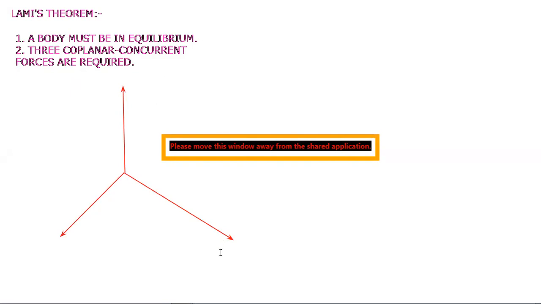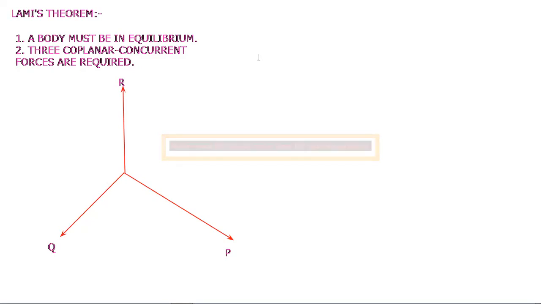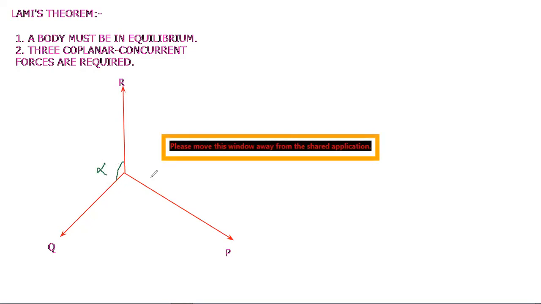Their values, that is the magnitudes, are given here: P is equal to, Q is equal to, and R is equal to. Let us assume that some values are given and some angles are given: alpha, then beta, and gamma.